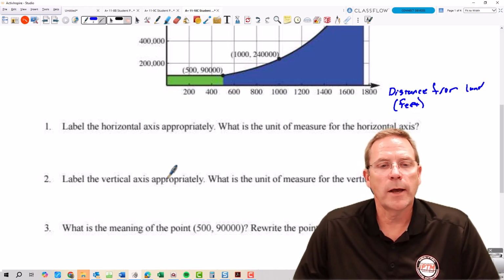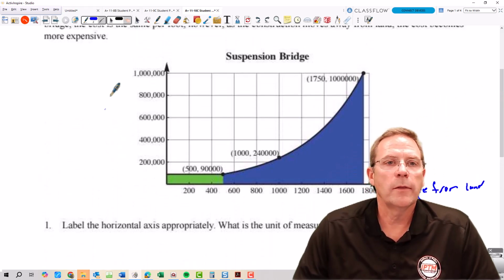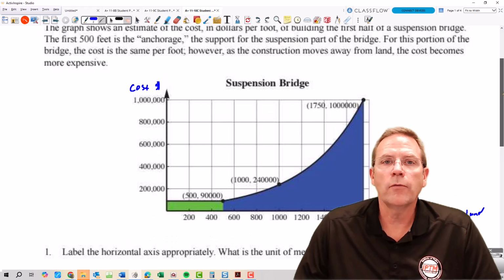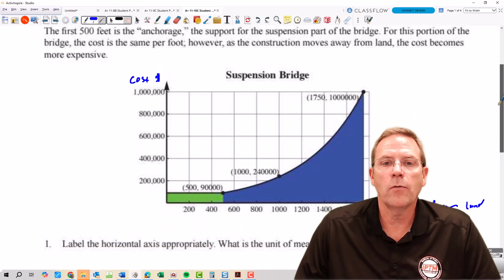Label the vertical axis properly, and what is its unit measure going to be? Well, this one, the vertical axis is going to be cost, and that is going to be in dollars. So we've labeled both our vertical axis and our horizontal axis.